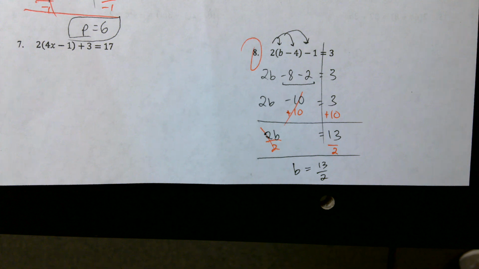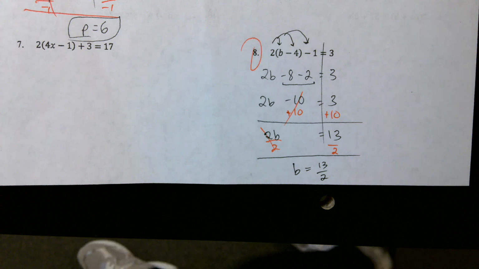Yeah? No? Yeah? No? No, you didn't? What did you get? 6. Well, that sounds more right than mine. Well, what did I do wrong? I thought I distributed, I subtracted the 10, I divided by 2. What did I do wrong? I definitely did something wrong.